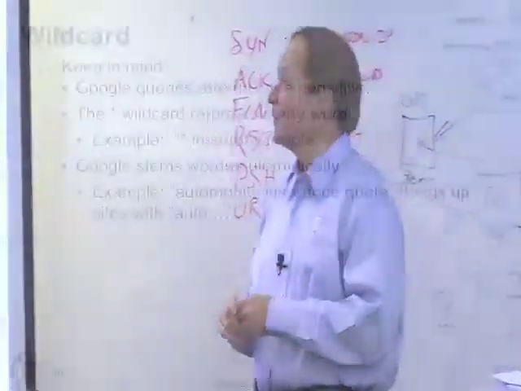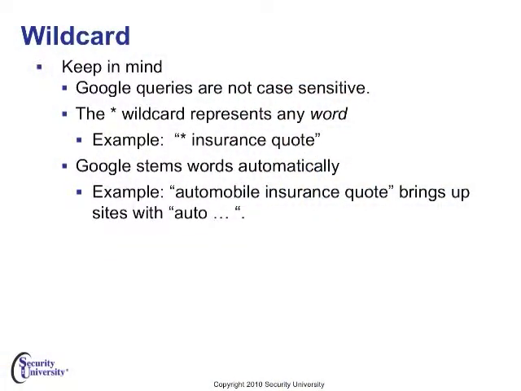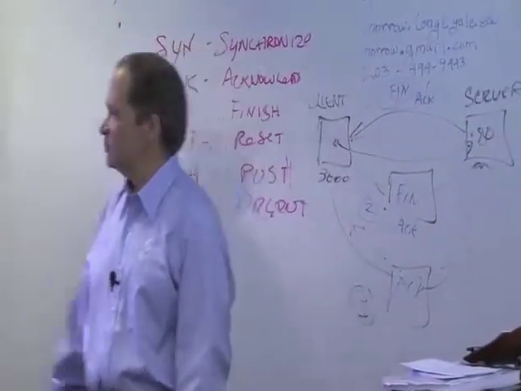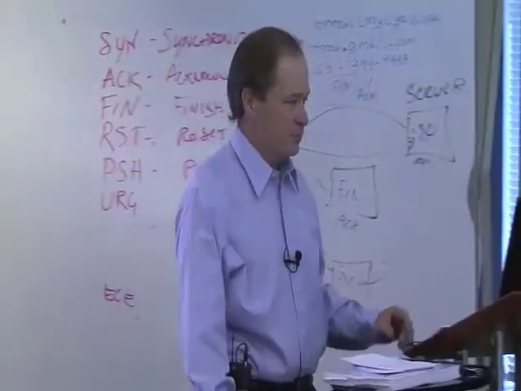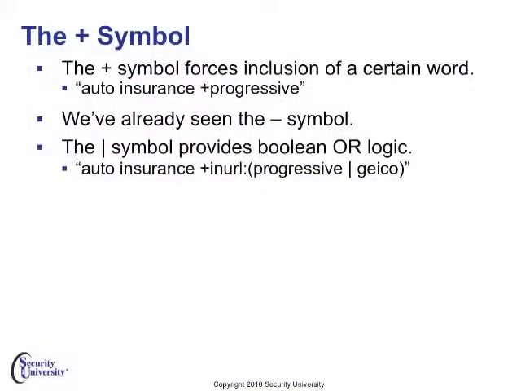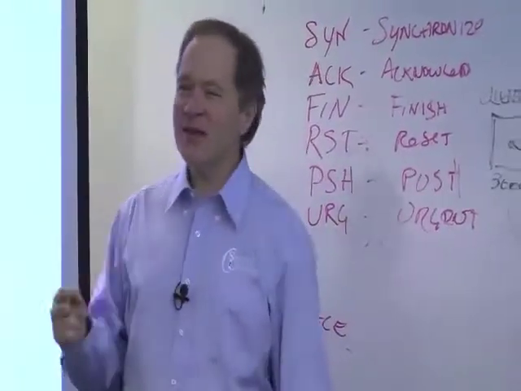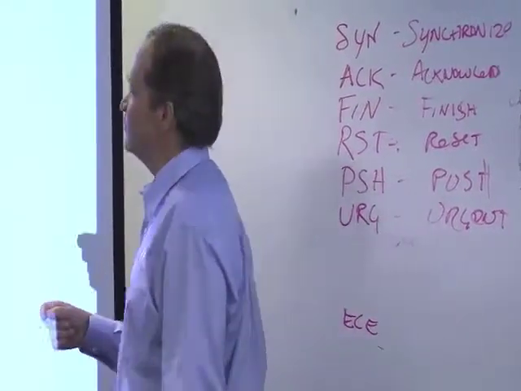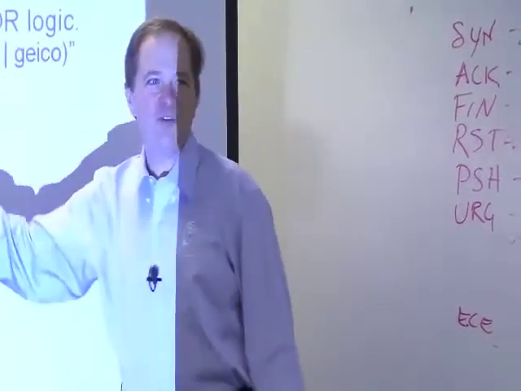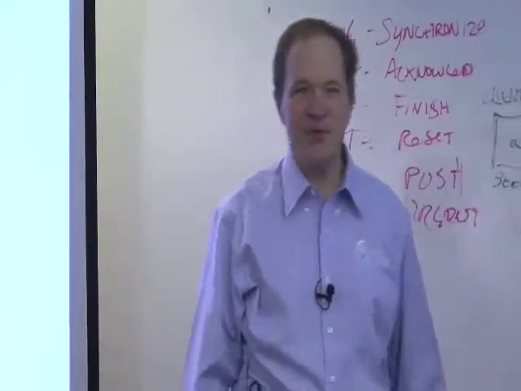We can also use wildcards in Google. Note that Google queries are not case sensitive. So here I'm using the asterisk as a wildcard, and I'm saying anything that contains a word and insurance quote. For example, automobile insurance quote. The plus symbol means that this has to appear on that page. So if I'm searching for a certain expression, etc., and I put a plus in front of it, it won't show me pages unless that word shows up in that page, right? If I put a minus in there, it means what? What's the opposite of a plus?